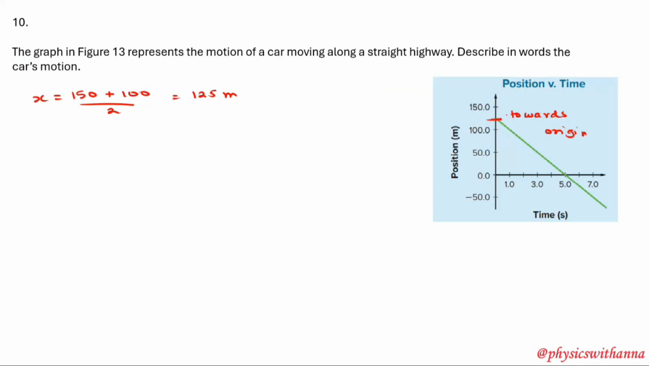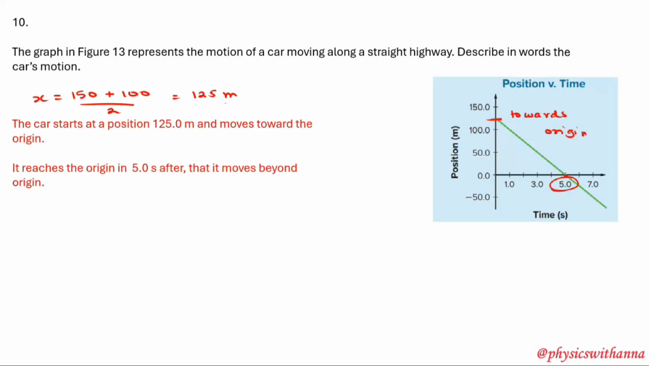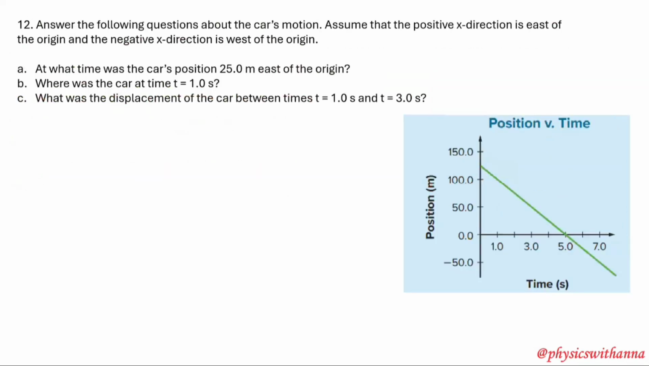So the car begins its motion at 125 meters. It moves towards the origin and reaches the origin at 5 seconds. After that, it continues to go beyond the origin with the same speed. So you can write your answer as: the car starts at position 125 meters and moves towards the origin. It reaches the origin in 5 seconds. After that, it moves beyond the origin.